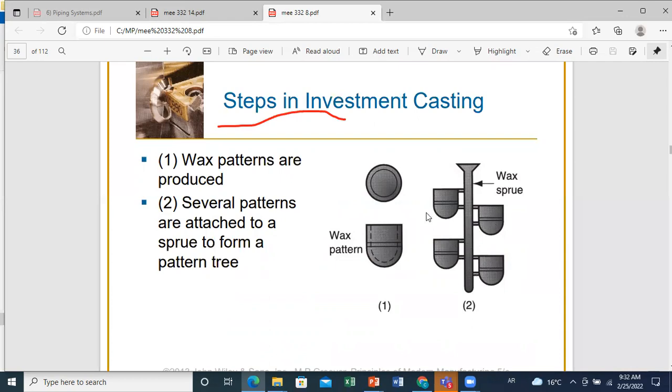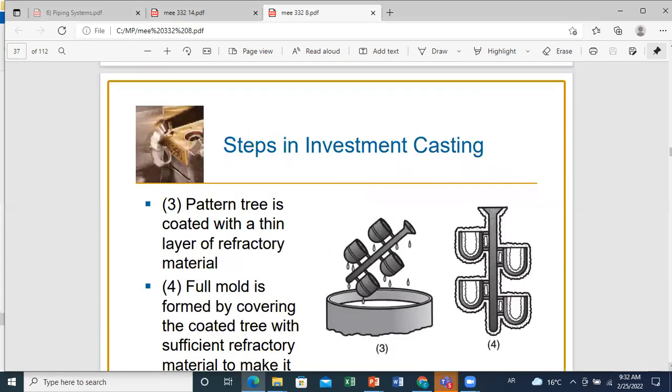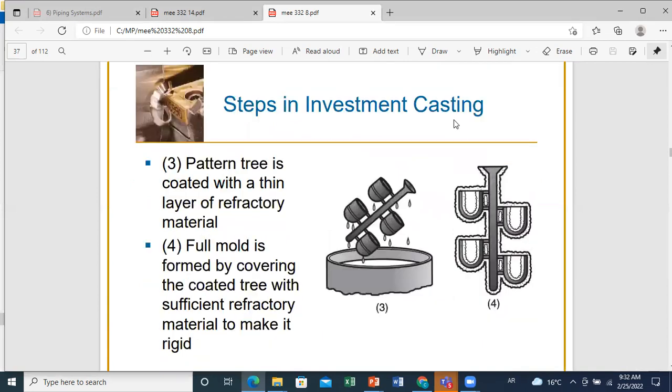So let's say this is your object of interest. In one step you can produce several parts of your final product. So you attach your wax pattern to a wax sprue. This will form what is called a pattern tree. And then the next step will be to coat your pattern tree with a thin layer of refractory material.